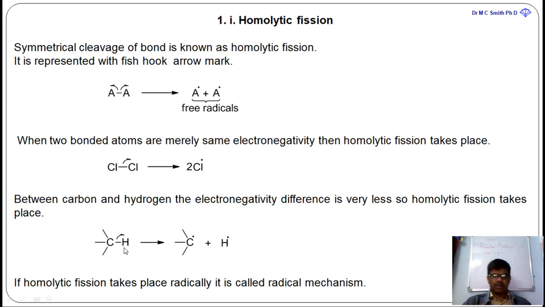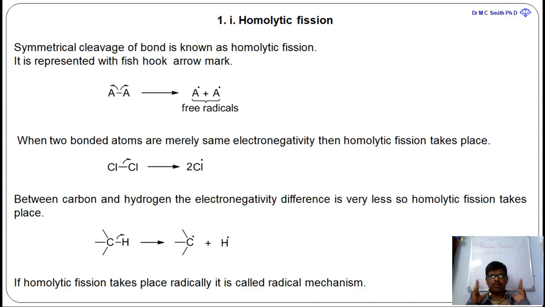Let us see our organic molecule. Generally in organic chemistry, most of the reactions are ionic type, but there are a few reactions where especially alkanes undergo this type of free radical reaction. Because the electronegativity difference between carbon and hydrogen is very small, they are more or less equal in nature, so both atoms will open up by homolytic fission to give two free radicals. One is a carbon free radical and the second one is a hydrogen free radical.